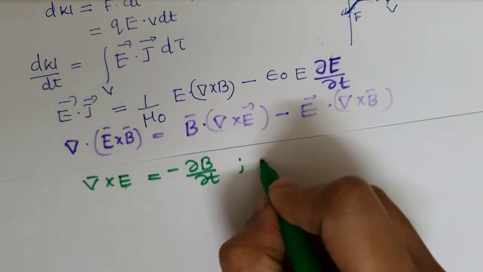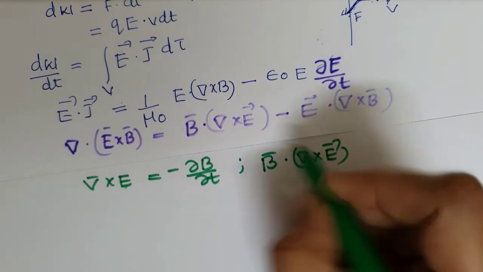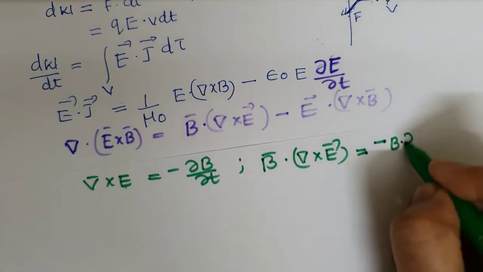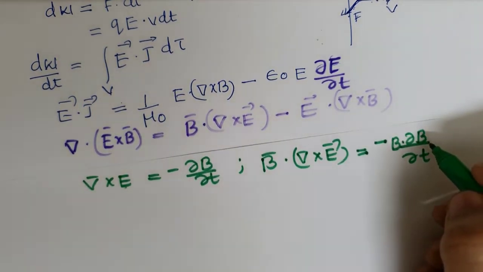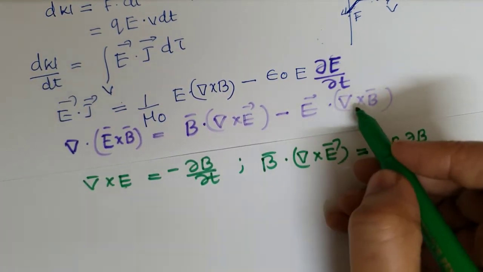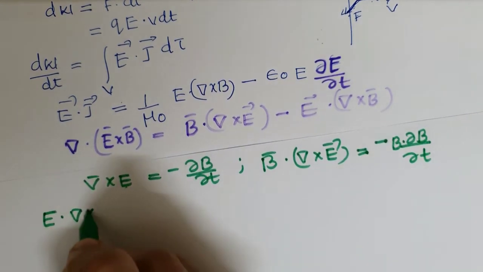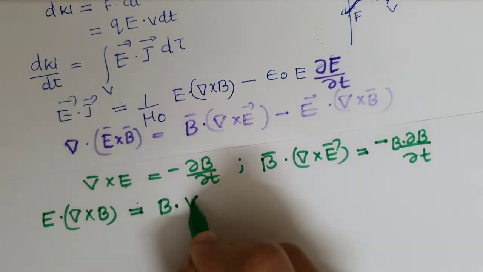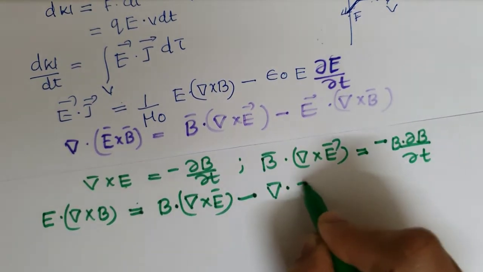So B dot (del cross E) can be represented as minus B dot dou B by dou t. Then again this term, E dot (del cross B), can be written as B dot (del cross E) minus del dot (E cross B).